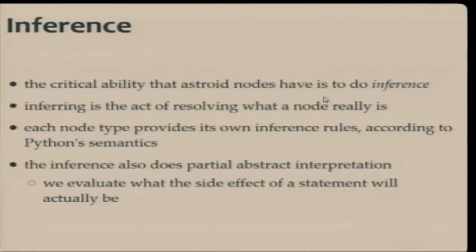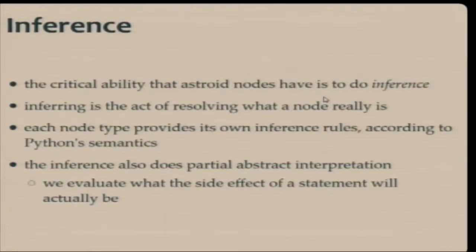But the most important part about Astroid is not the AST itself, but the capability of doing inference. Basically, inference means the act of resolving what a node really represents. Like if you have a name, and that name represents something like a variable or a function call, you want to infer that, and you want to see what's at the end of the tree for that particular node.